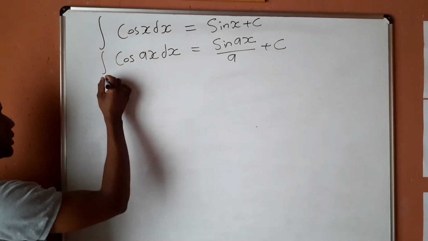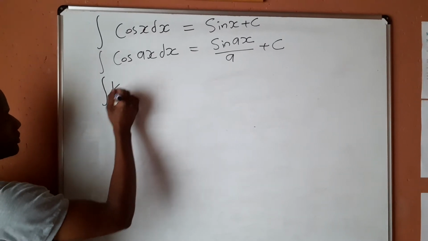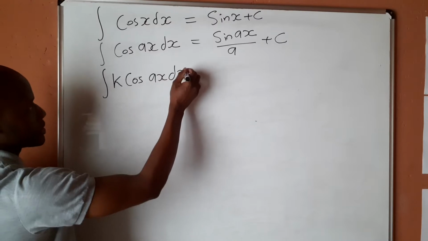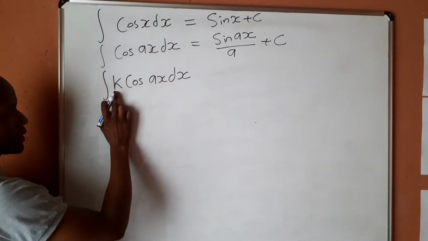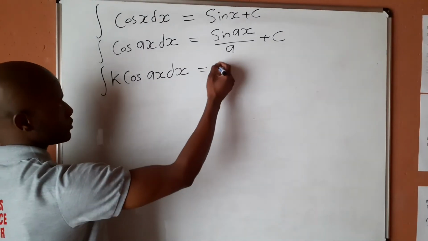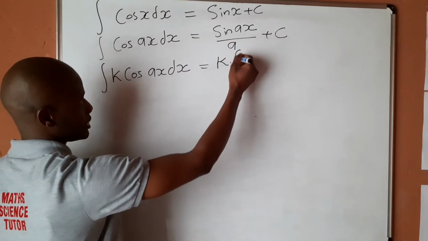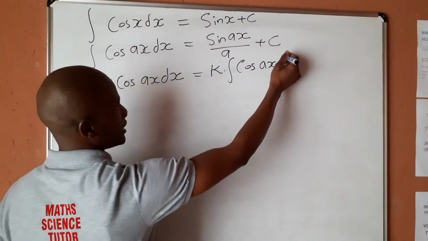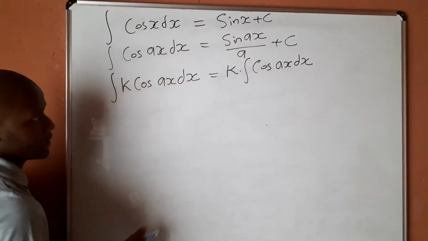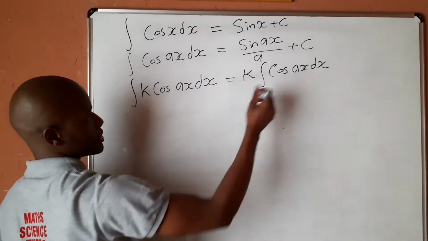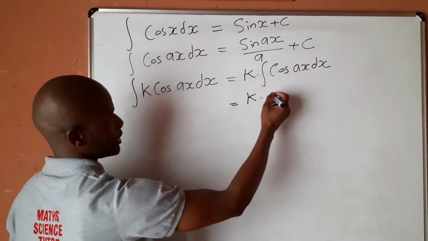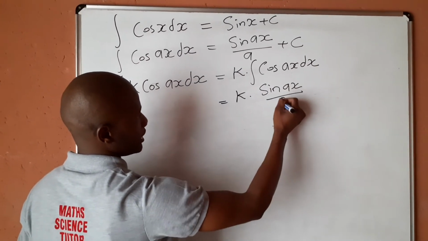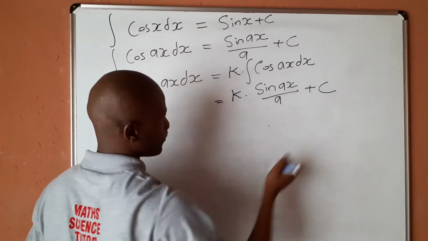Last formula, guys, integrate k cos ax dx. Now we're taking k out as a common factor. It's going to be k times the integral of cos ax dx. When we integrate cos ax dx, it is going to be k times sine ax over a plus c.